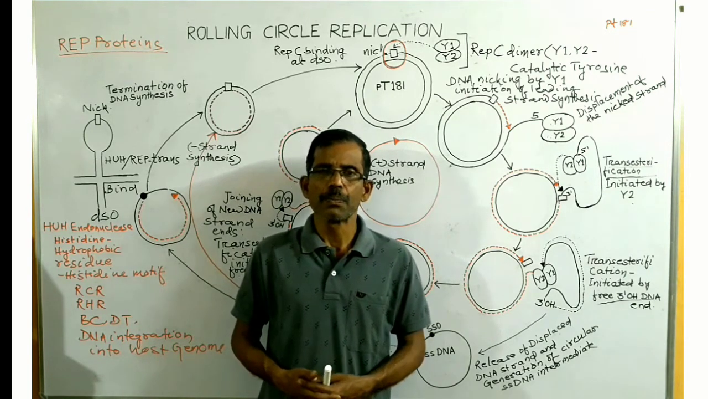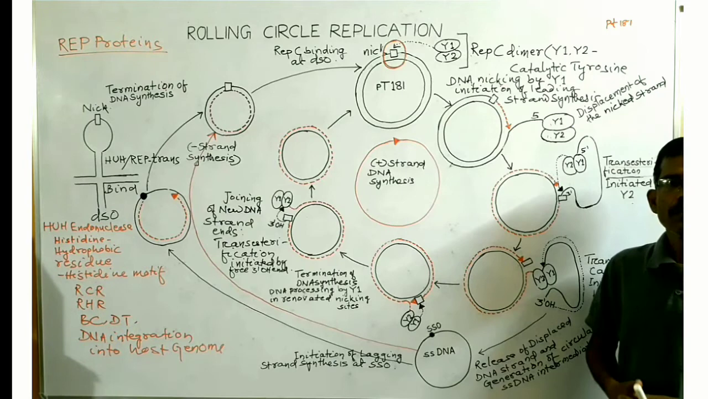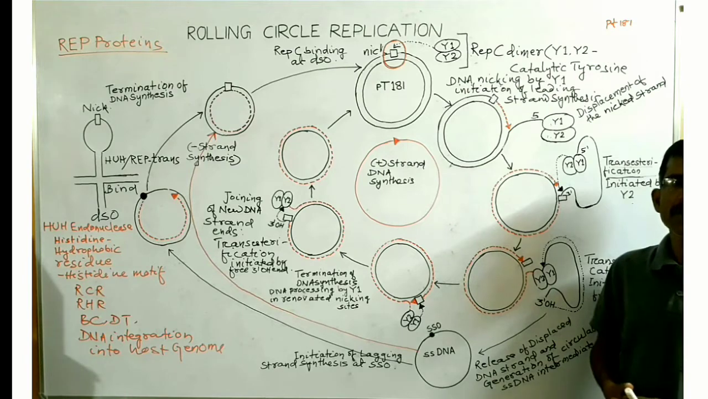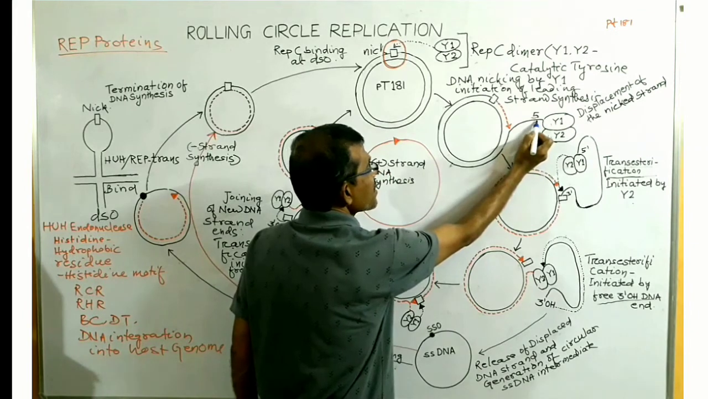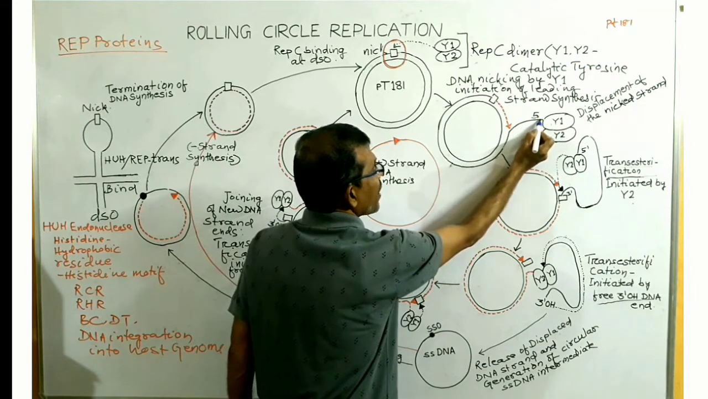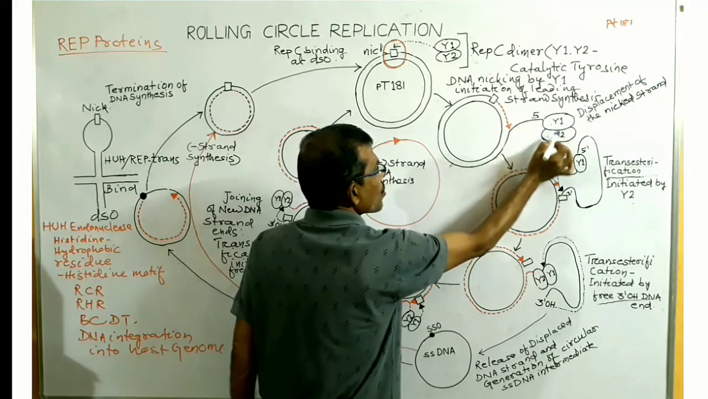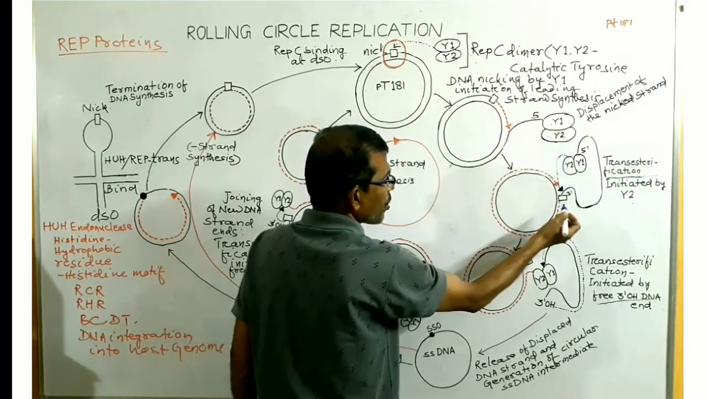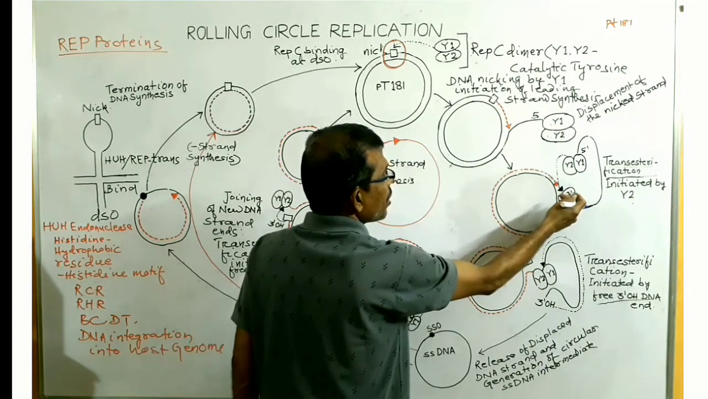Phosphotyrosine bond is present between the catalytic tyrosine residue and DNA, whereas phosphodiester bond is present between adjacent nucleotides in a DNA strand. So friends, this is the 5' end of the displaced DNA strand. This DNA strand is the displaced DNA strand. The 5' end of the displaced DNA strand has been covalently attached with the Rep-C dimer. This bond is the phosphotyrosine bond. And another bond that is present between nucleotides in a DNA is known as phosphodiester bond.